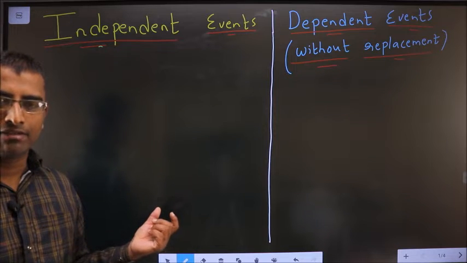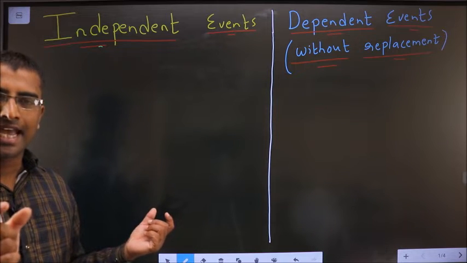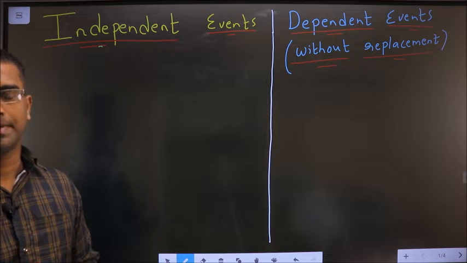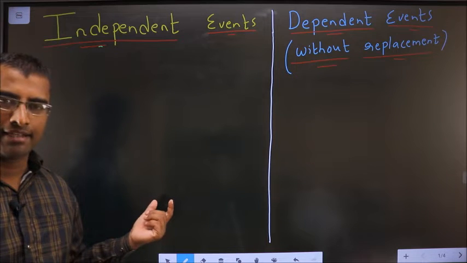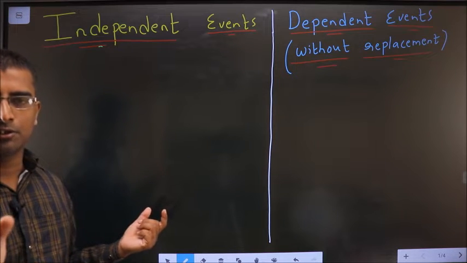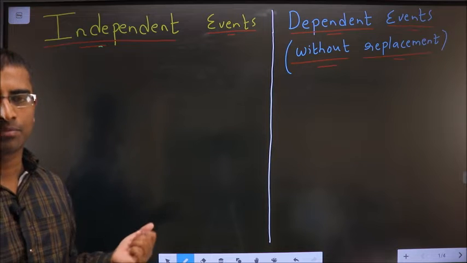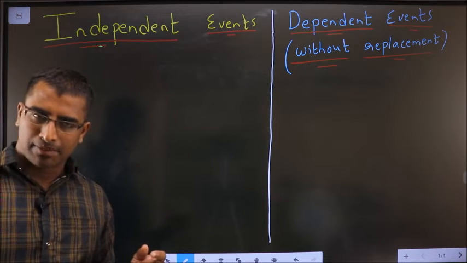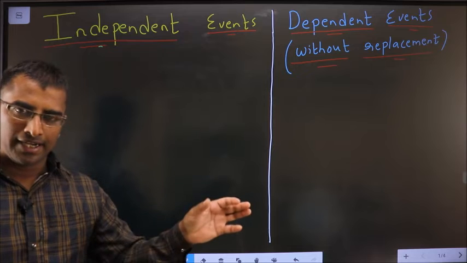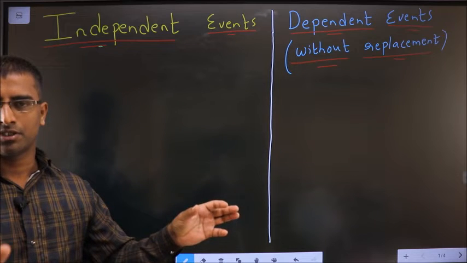Let us say events are independent. In that case, how do you find the probability? For independent events, to find the probability, we use binomial distribution. Stress on that statement: events are independent, use binomial distribution.